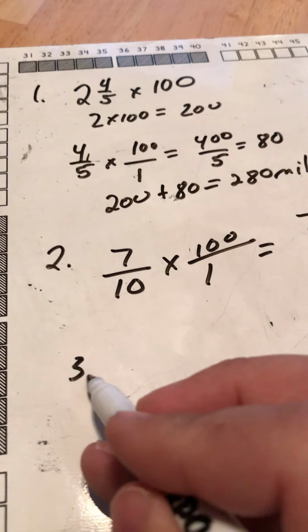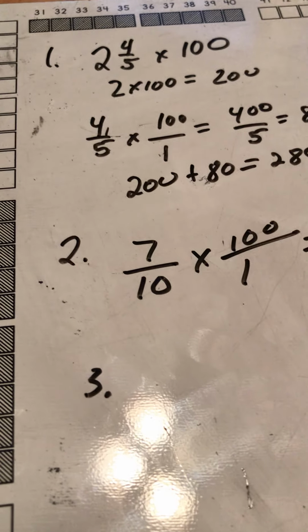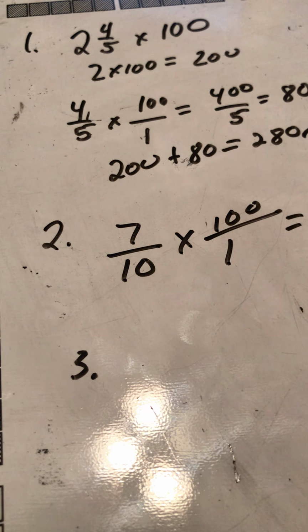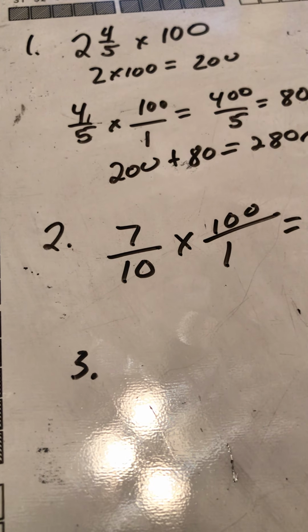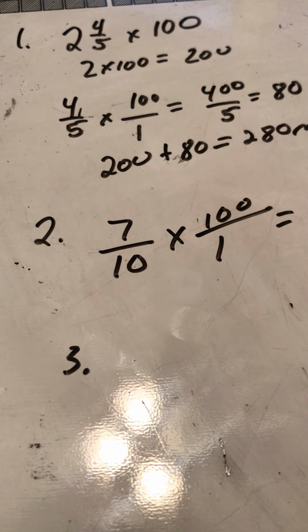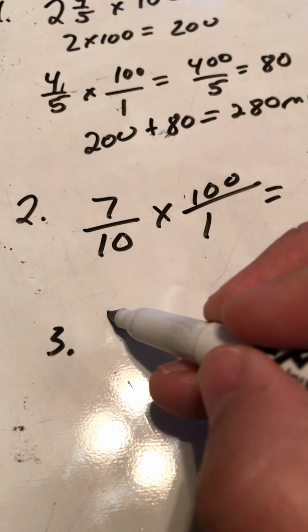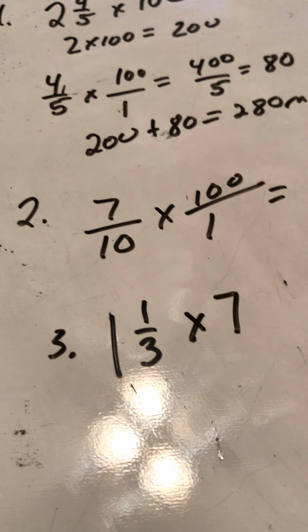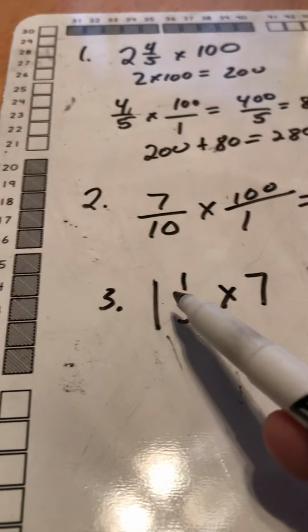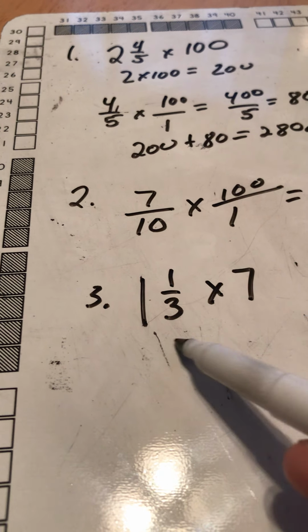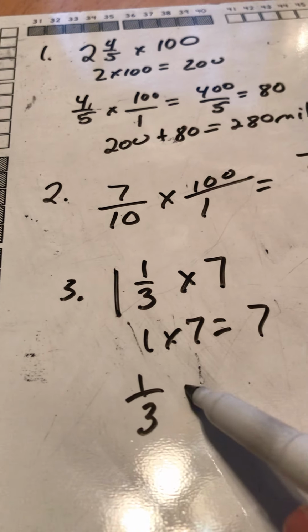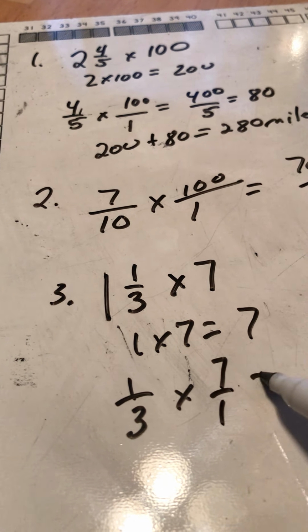Number 3, Samantha is training to run in a long-distance race. She runs 1 1/3 miles every day for a week, which is 7 days. How many miles does she run in 1 week? So we have our 1 1/3 times 7 as our equation. We're going to start with our whole numbers first. 1 times 7 equals 7. And then we're going to do 1/3 times 7.